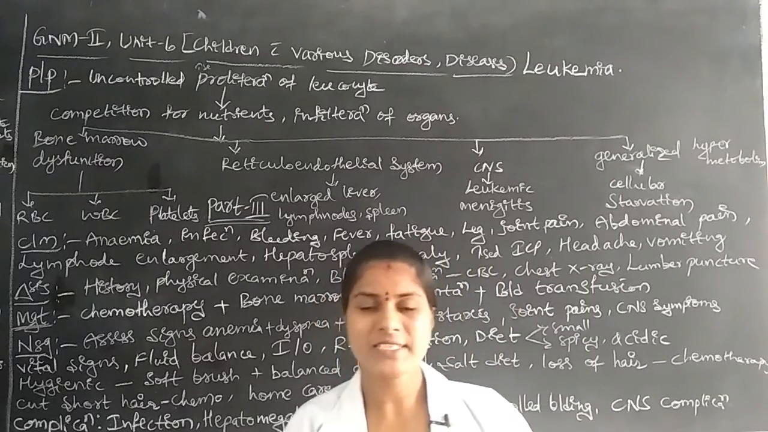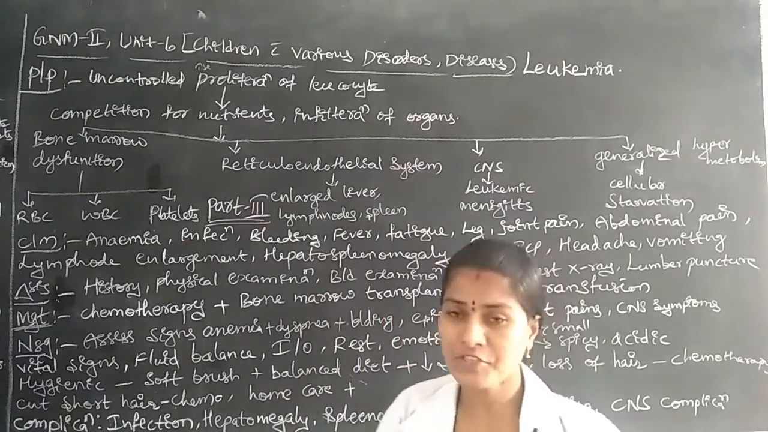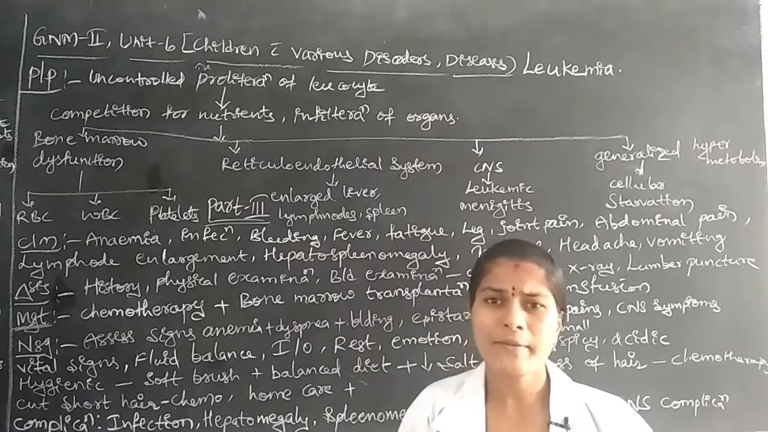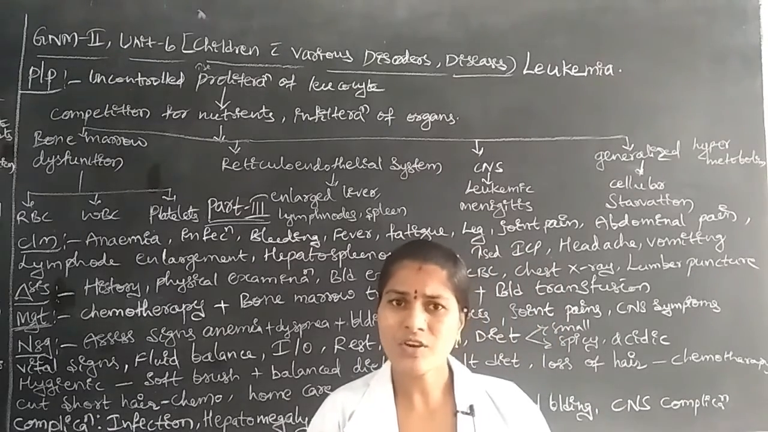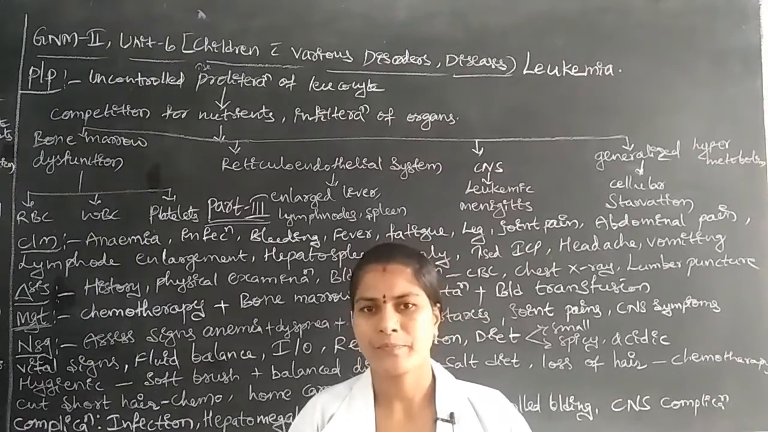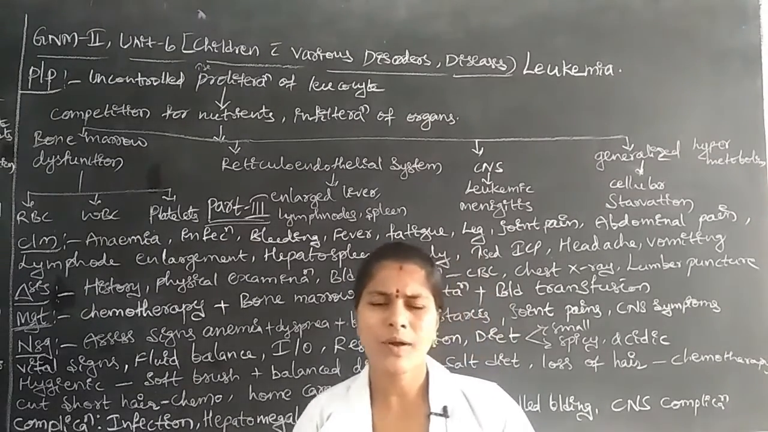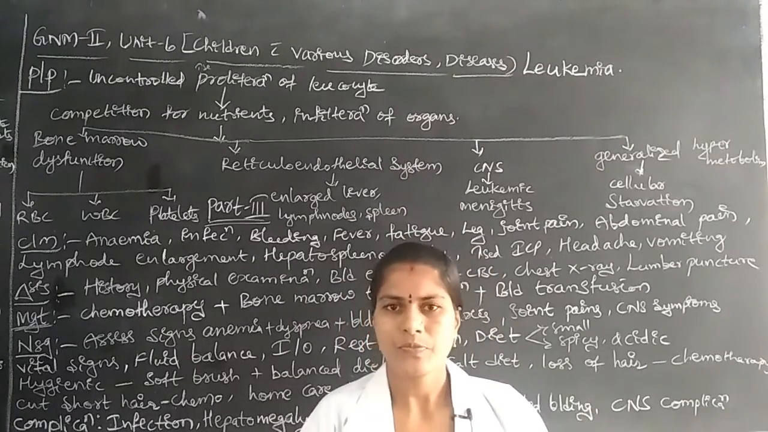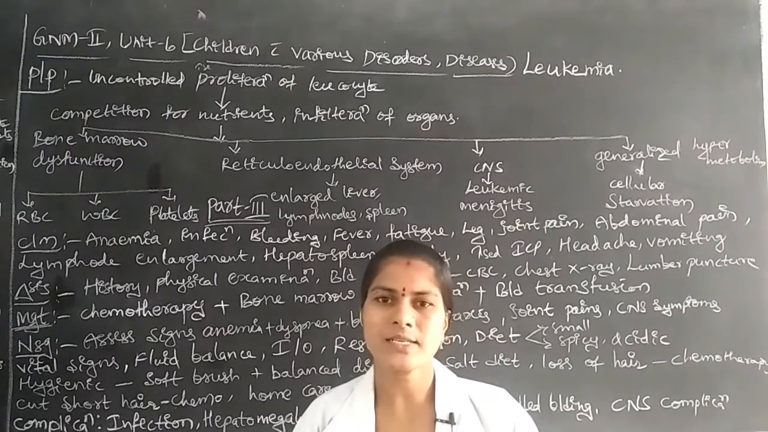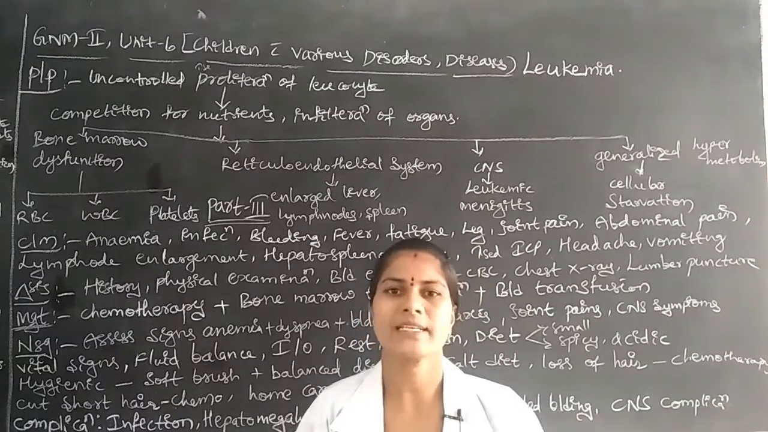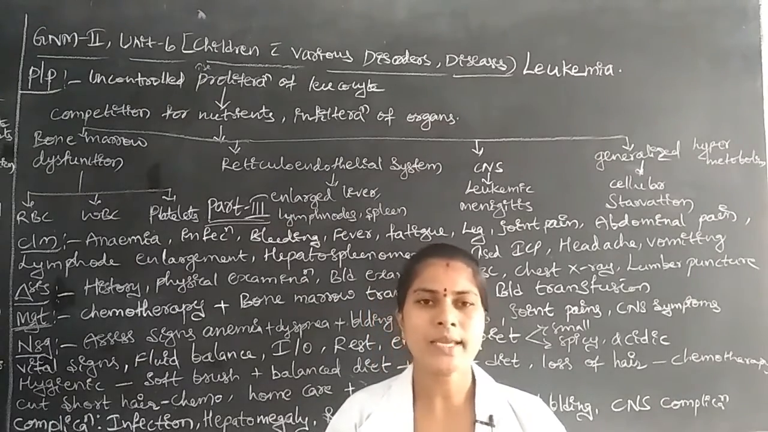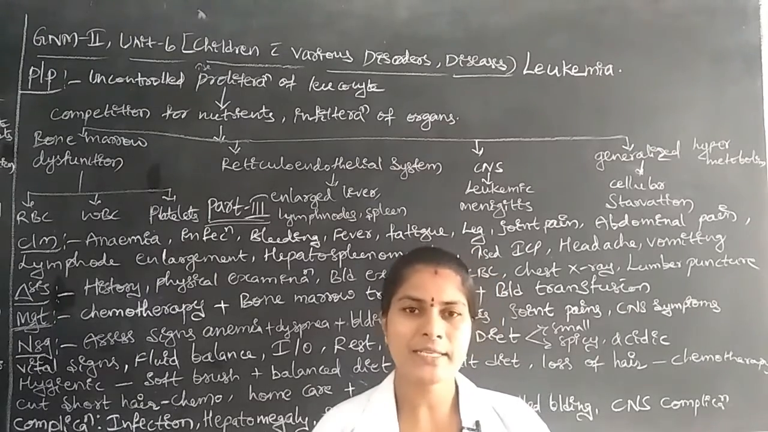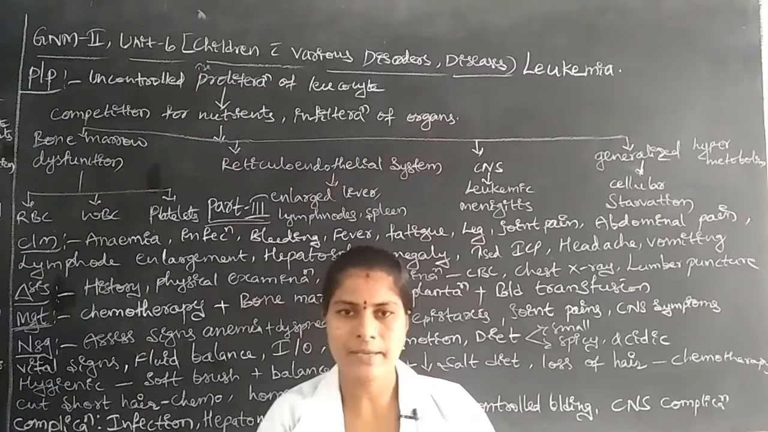What are the clinical manifestations? First, we identify one major symptom, that is anemia. What is meant by anemia? Loss of hemoglobin in the body, especially in the blood. Where is it formed? In the bone marrow. In leukemia, the bone marrow gets a type of cancer. The bone marrow does not produce WBCs, RBCs, or blood platelets. That's why the children may show a symptom like anemia.